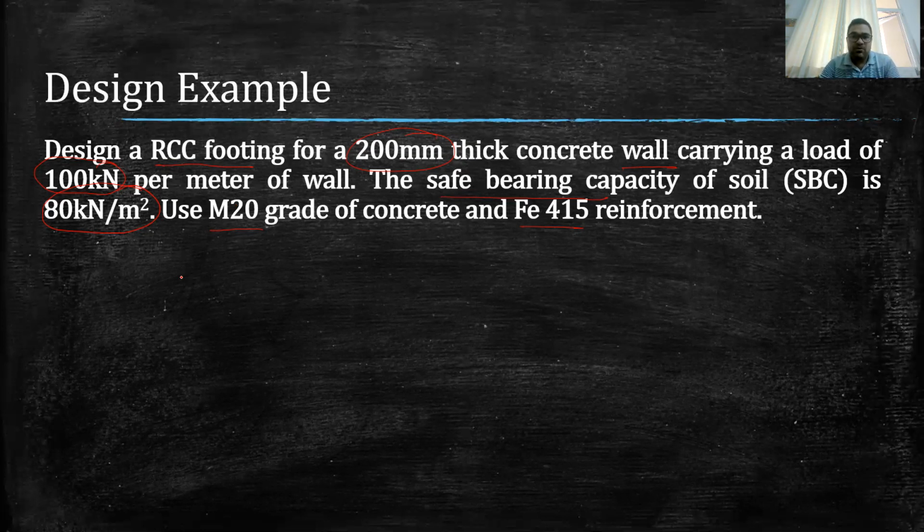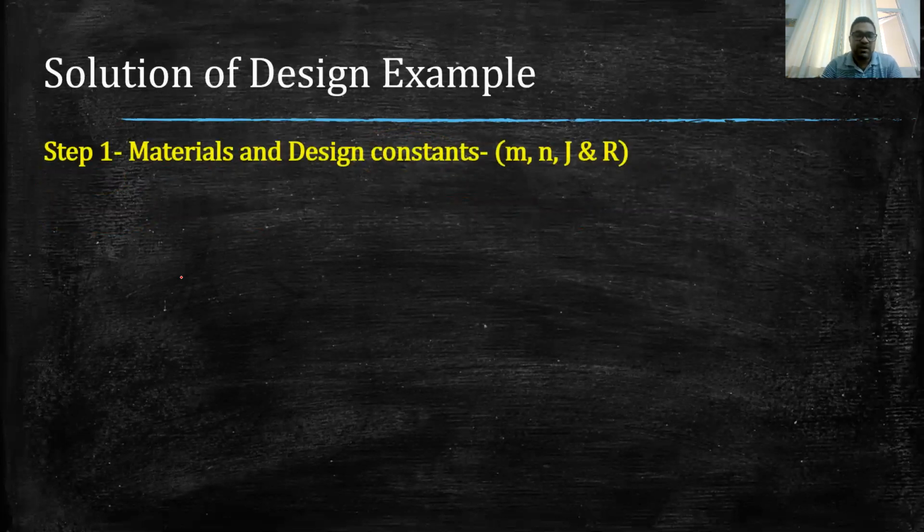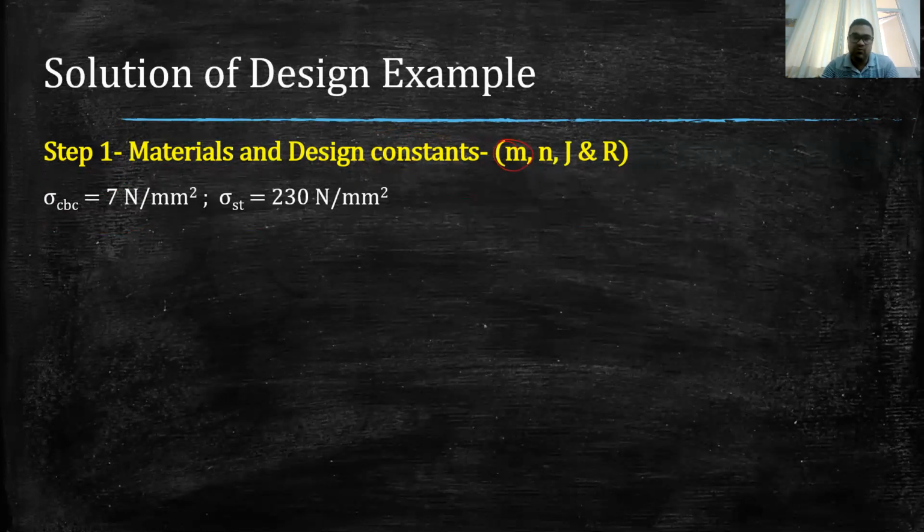So in case we are not given any data which is required for the design, generally we assume that data. So in the solution, our first step is to find out the material and design constants, which are M and J, R, and they are dependent on the permissible stresses. So sigma CBC will be 7 Newton per mm square for M20 grade of concrete, and sigma ST for Fe415 steel will be 230 Newton per mm square.